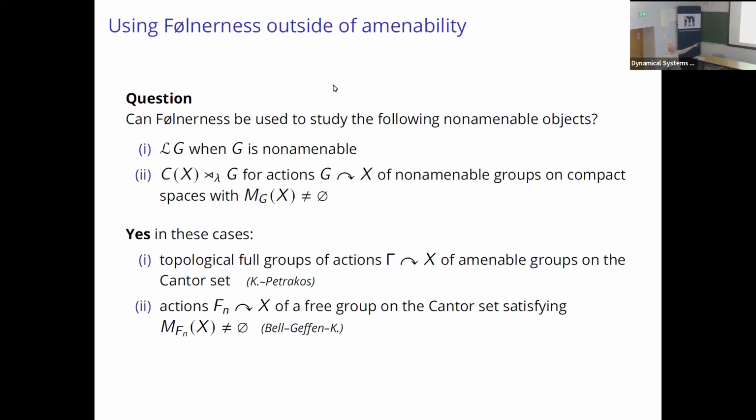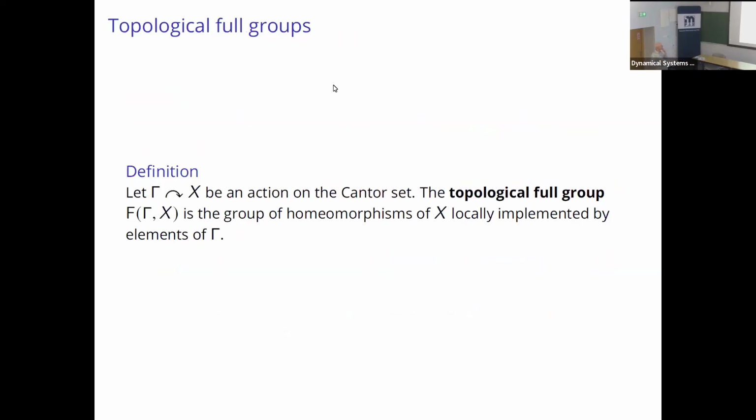Right, so the first is joint work with Spiros, who's here, right there, yes. And the second is a recent project with my colleagues, Jamie Bell and Shirley Guffin, that provide some examples in these two cases here. So the first is topological full group.